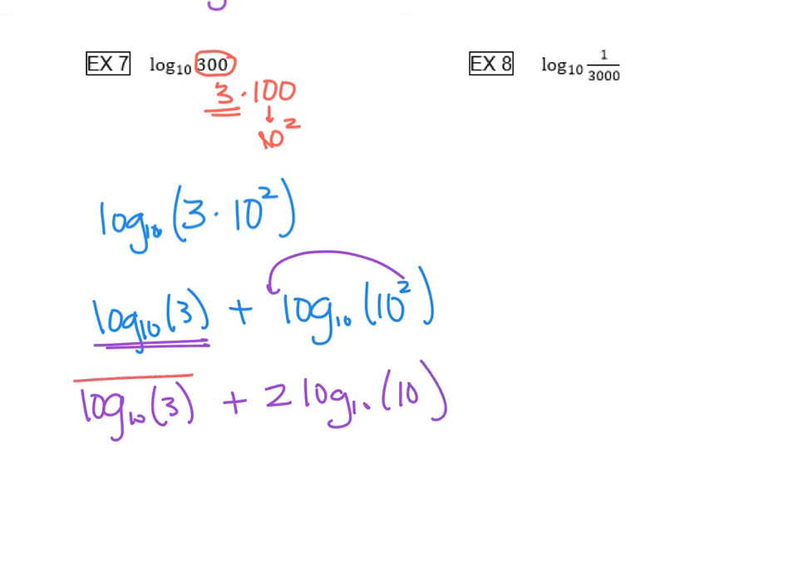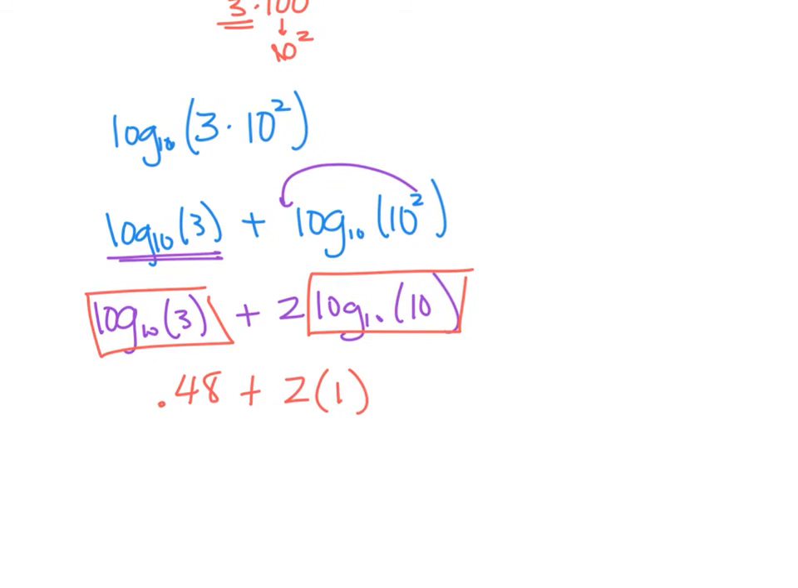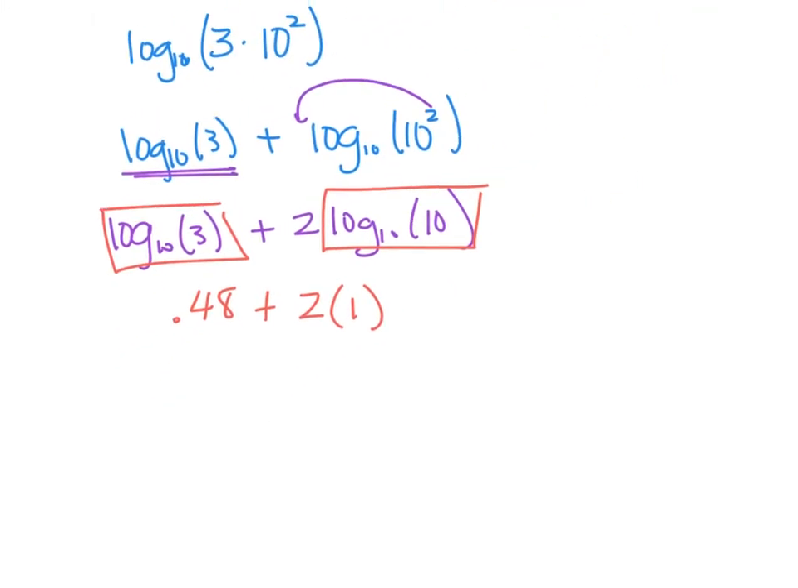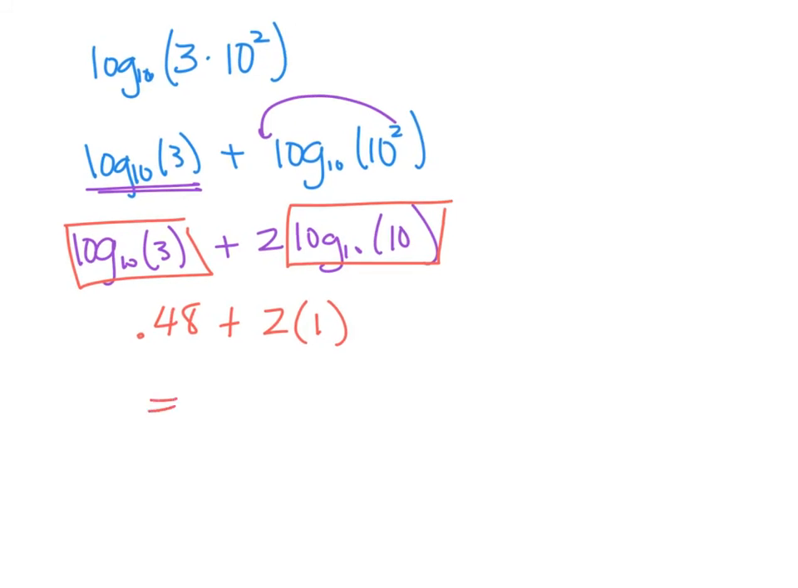Alright, so log base 10 of 3 we know is equal to 0.48 plus 2 times log base 10 of 10. So we have that property or that law that says if those are the same, it's going to equal 1 every single time. So that's just 2 times 1. So 0.48 plus 2 times 1, whoa, get back here, is equal to 2.48.